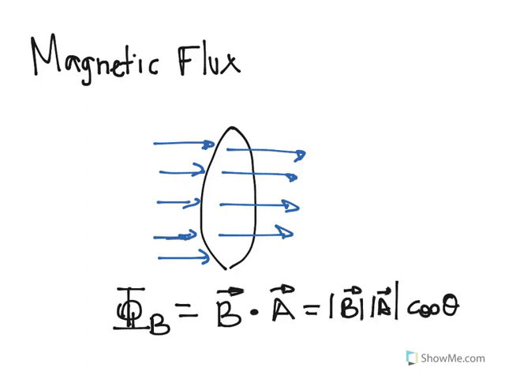In any sense, if B and A are perpendicular, there is no flux, but if they are parallel, the flux is maximum, and it also depends on the angle between the magnetic field vector and the normal vector of the area. The units are Tesla times meter squared, which are called Weber.